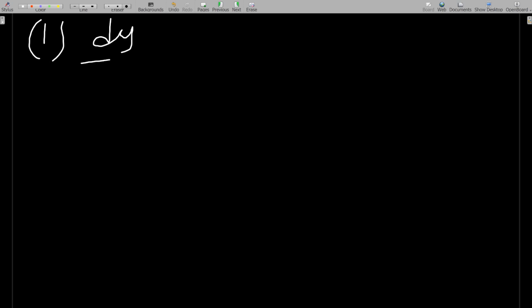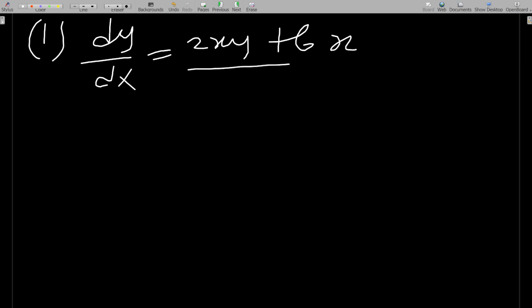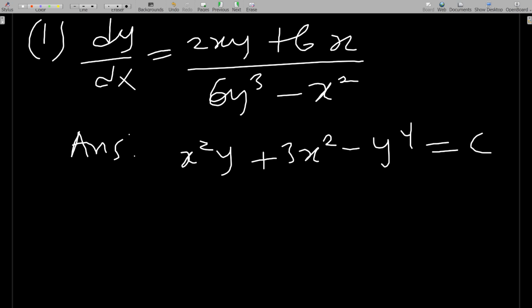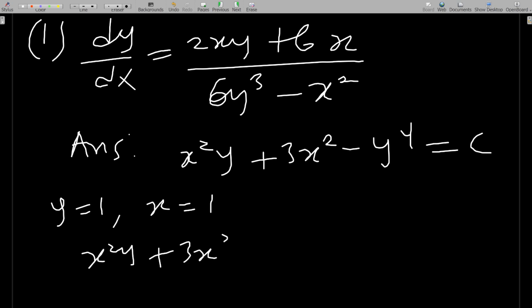dy dx is equal to 2xy plus 6x over 6y cubed minus x squared. Okay, and the answer to this question is x squared y plus 3x squared minus y to the power 4 equals some constant c, and find a particular solution when y equals 1 and x is equal to 1, and that one too is x squared y plus 3x squared minus y to the power 4 equals 3. I hope you understood this. So this is your task to do.